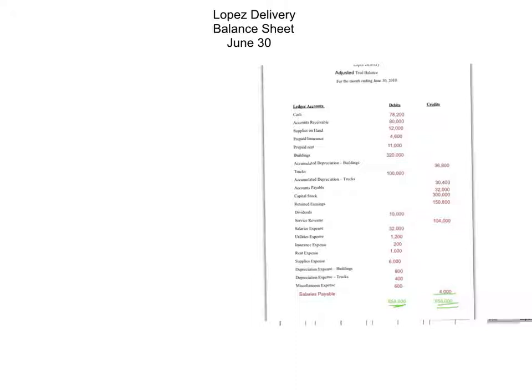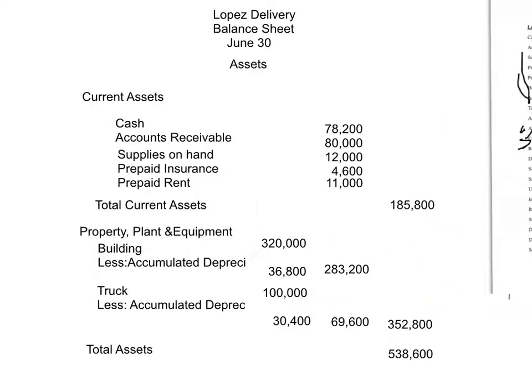For the balance sheet now, we use all the other accounts, the cash, accounts receivable, supplies, all these asset accounts, and the liability account, the capital stock, and the new retained earnings. Now this will be a classified balance sheet. Recall, we classify the assets into short-term and long-term. So we have current assets, and we list them in the order of liquidity. Cash is first, $78,200. Accounts receivable, supplies on hand, prepaid insurance, and prepaid rent.